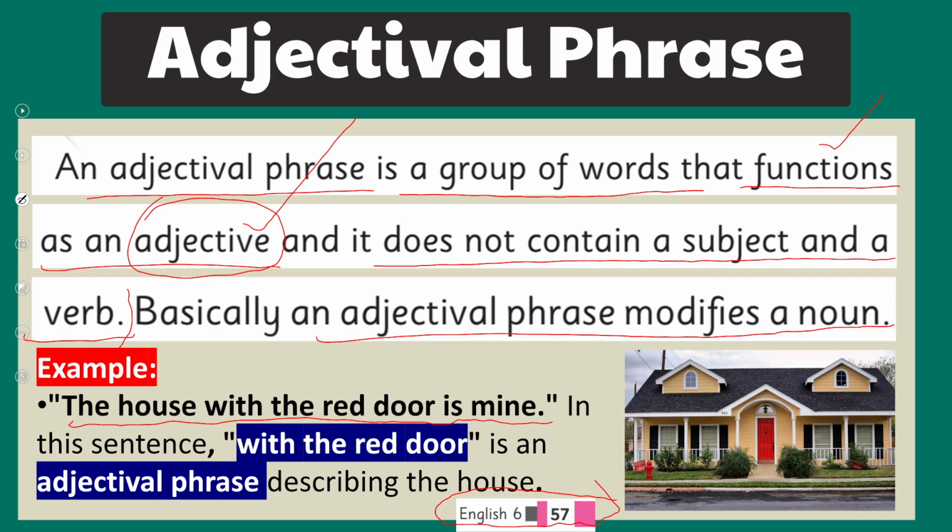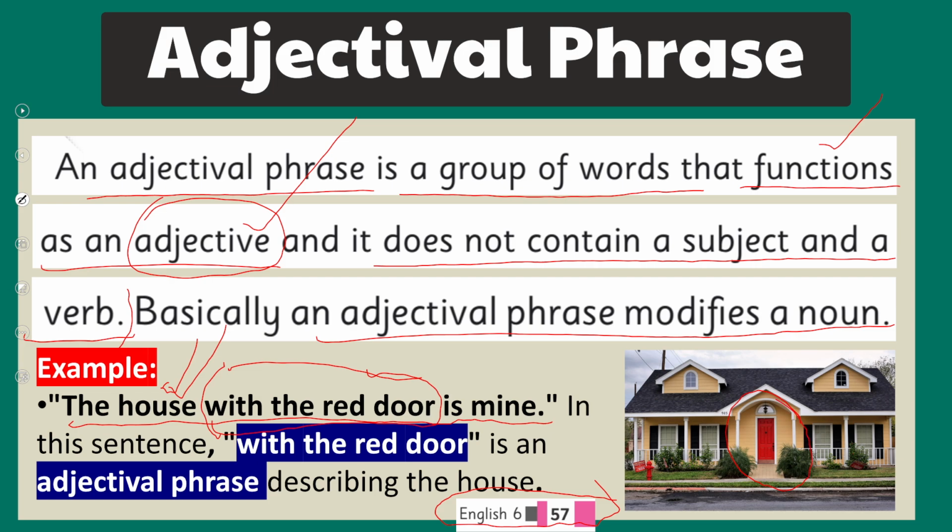So the house with the red door is mine is a sentence, and the noun of this sentence is house. And what is modifying this noun house, or this subject house with the red door? So with the red door is a group of words which is actually working as an adjective, because it is telling us about a quality or a characteristic of this noun house. Like there is a house, and this house with the red door is mine.